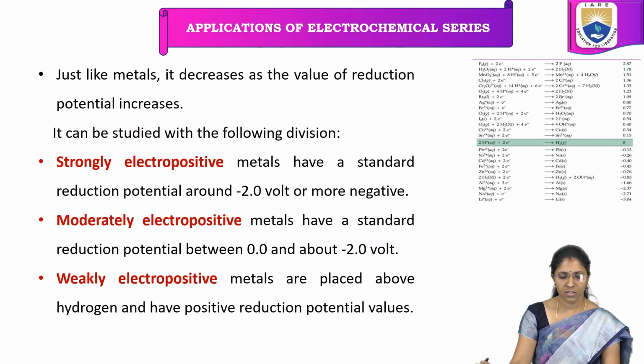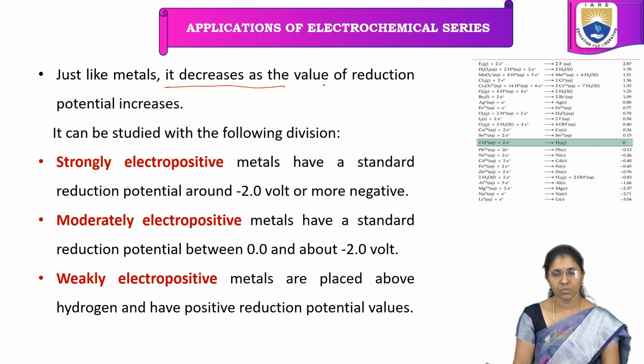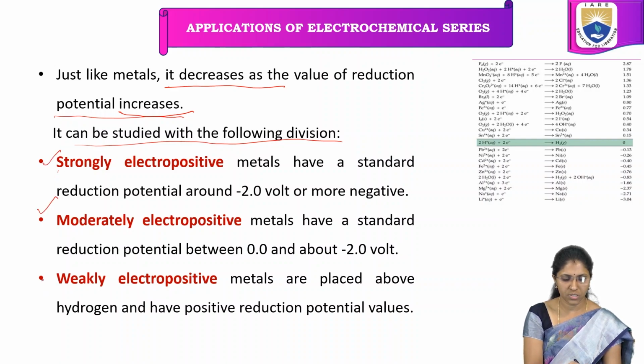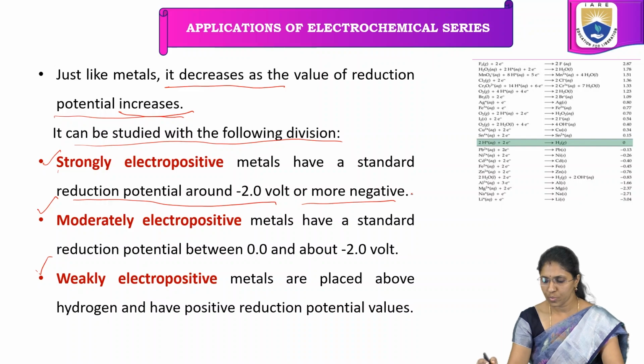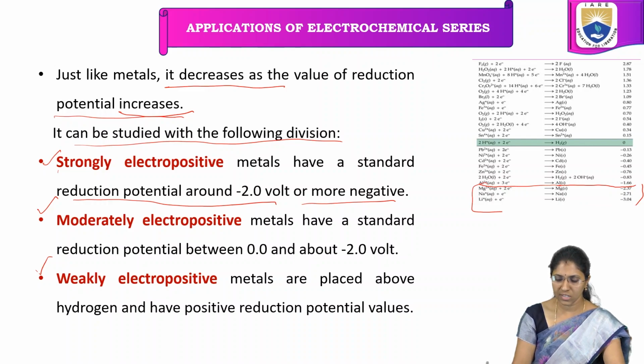Just like metals, the electropositive nature decreases as the value of reduction potential increases. It can be studied with the following division: strongly electropositive, moderately electropositive, and weakly electropositive. Strongly electropositive metals have standard reduction potential around minus 2.02 and more negative. Here we have three metals, so lithium, sodium and magnesium ions are strongly electropositive metals in the electrochemical series because they have around minus 2.02 or more negative values.